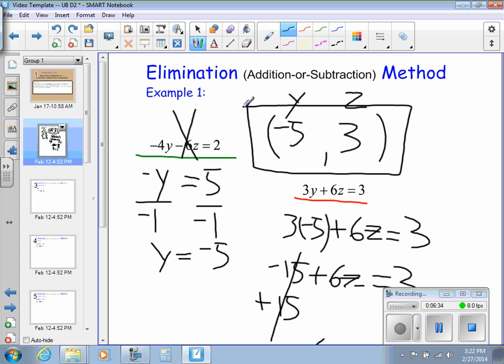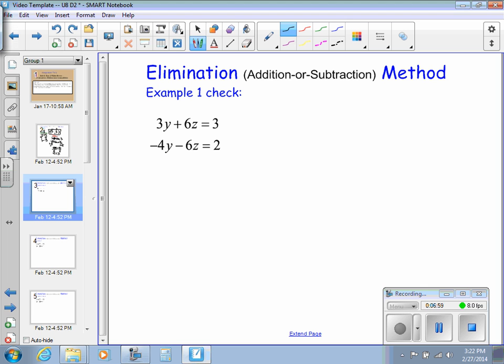However, I'm not done. I need to plug this in and check. It's very important to check each and every problem. We have to check both coordinates in both equations. It's very important to check it because it's way too easy to make a sign mistake or another mistake in here. So now my ordered pair is negative 5 comma 3.